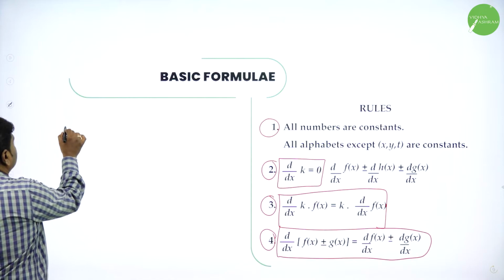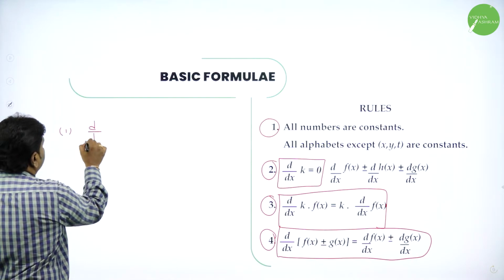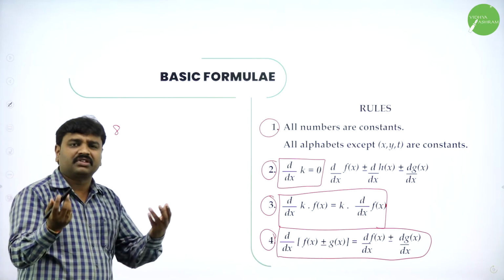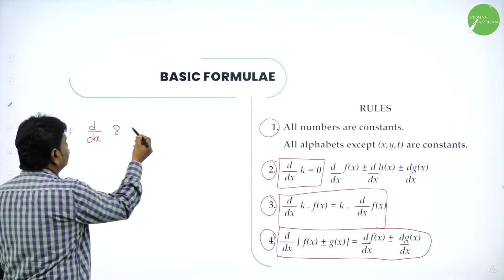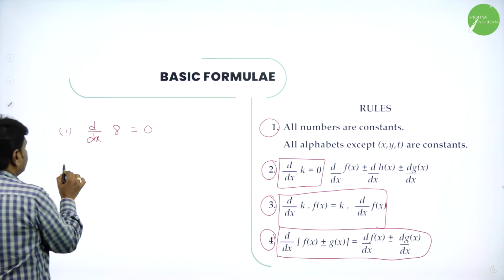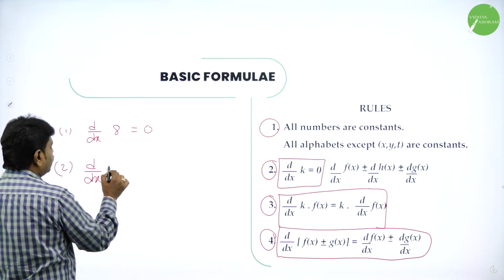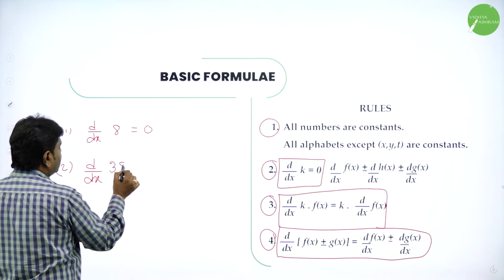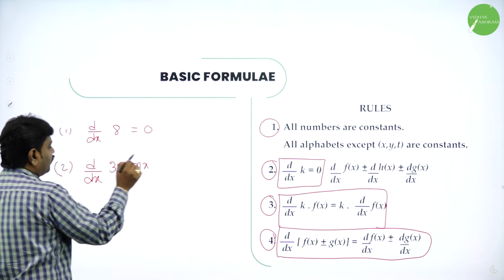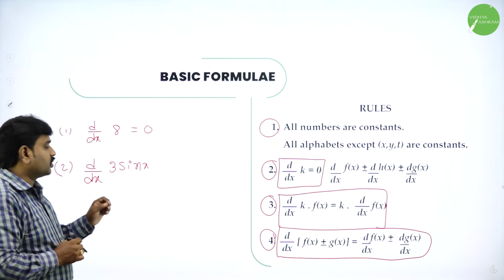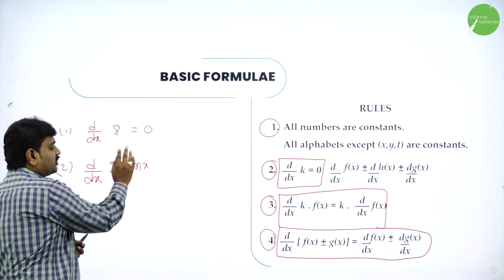So now observe the first rule, d by dx of 8. What is 8, my dear students? 8 is a number. All numbers are what? Constants. So the differentiation of a constant is 0. And next one, d by dx of 3 sin x I will take. All of you know 3 is what? A number. Number means what? Constant. So if you have only 3, if you have d by dx of 3, it will become 0.